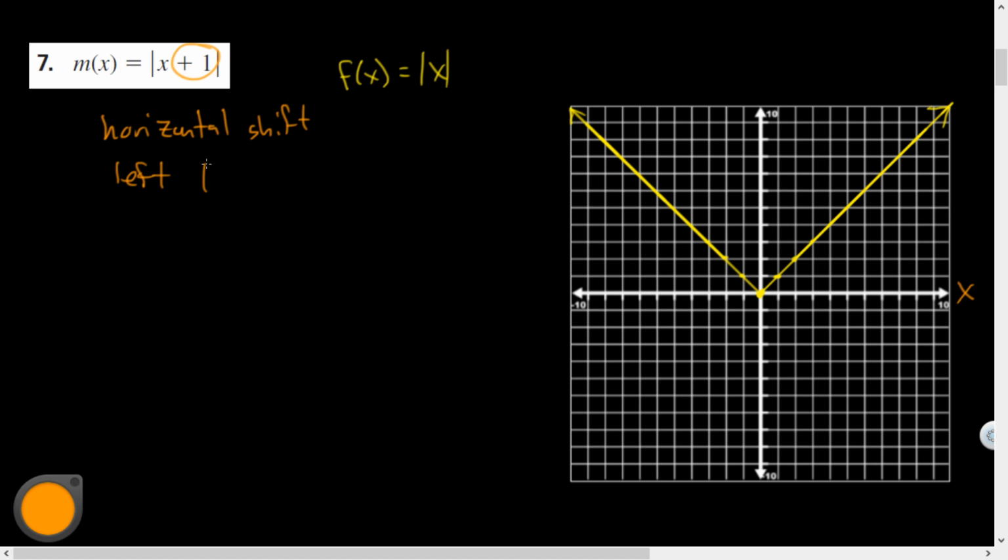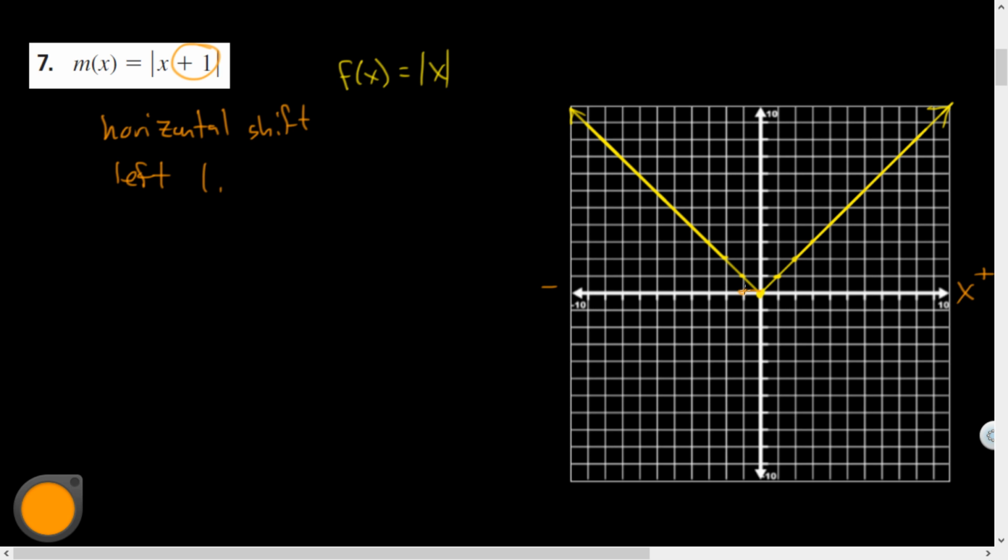Left 1. So the trick with the h is that when you are adding a number on the inside to the x, it's moving to the left. And if you're subtracting a number, it's in the opposite direction. It would be moving to the right. So don't be fooled, friends. So shift to the left 1.